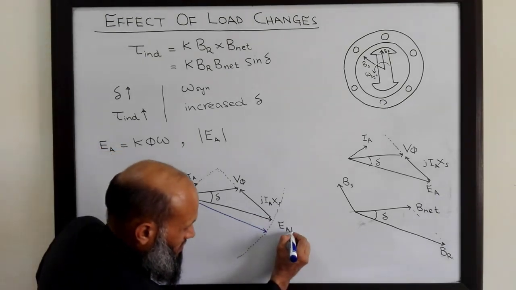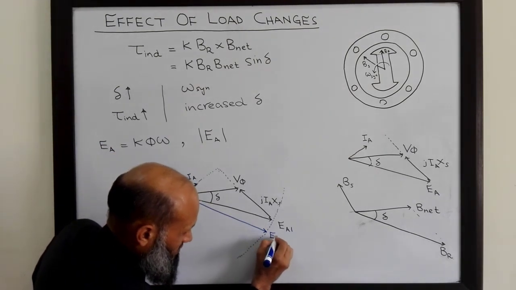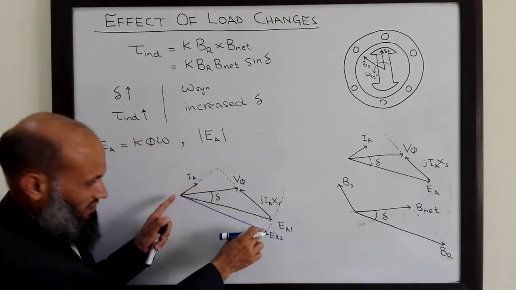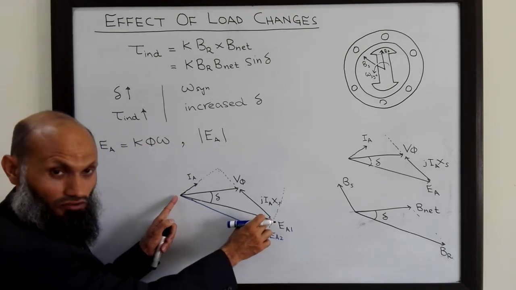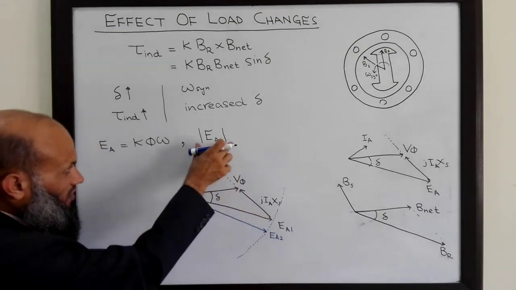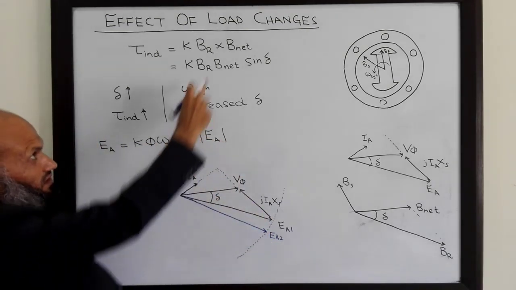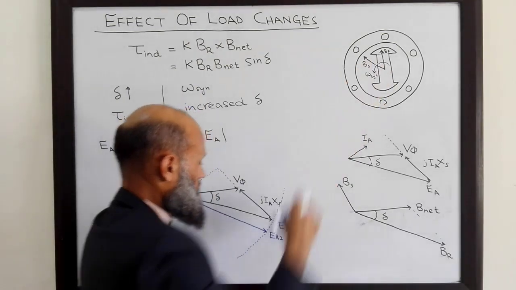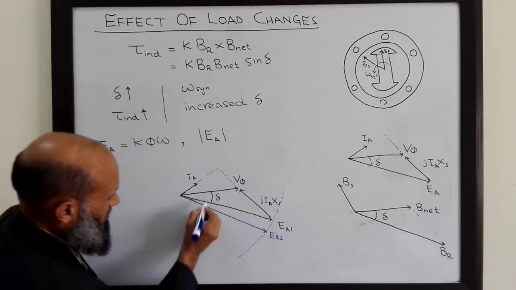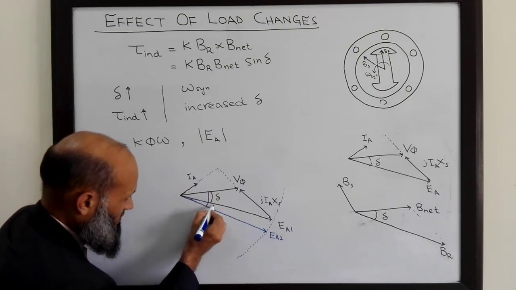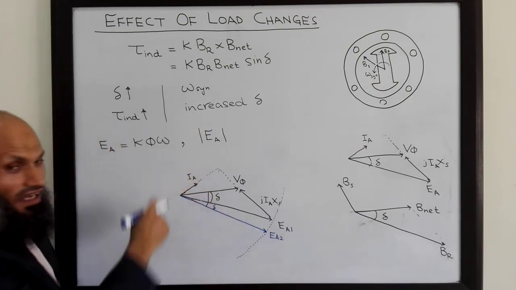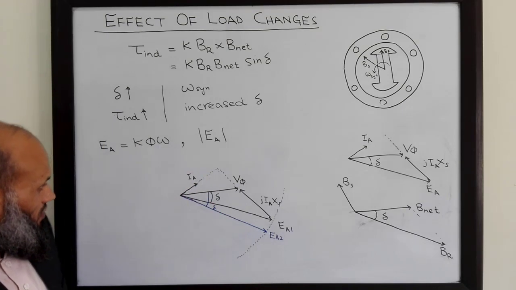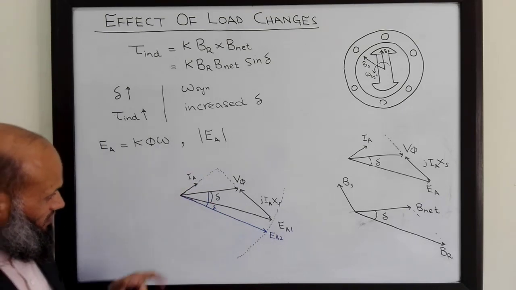This is EA1 and this is EA2. The length of this vector is equal to the length of this vector, because the magnitude of EA does not depend upon the mechanical load connected to the rotor. However, the torque angle is increased as you increase the load. What happens to the armature current?